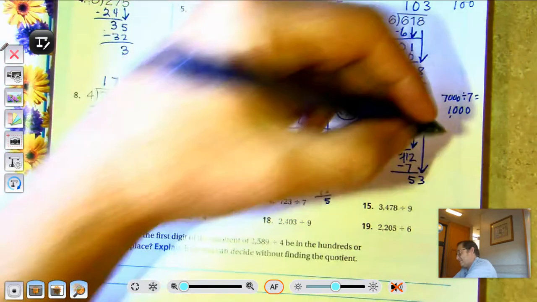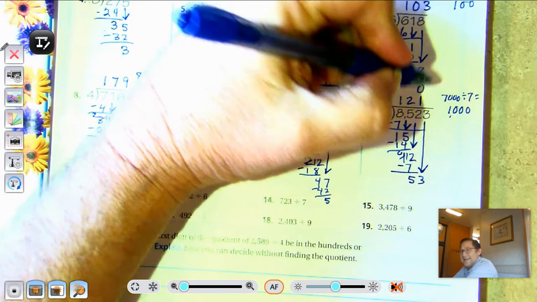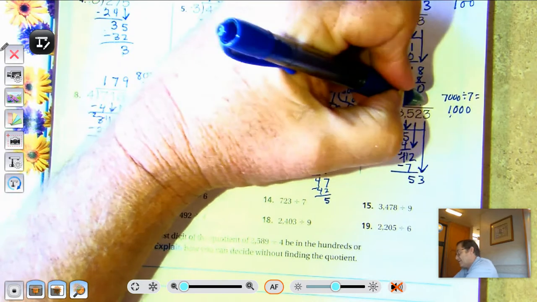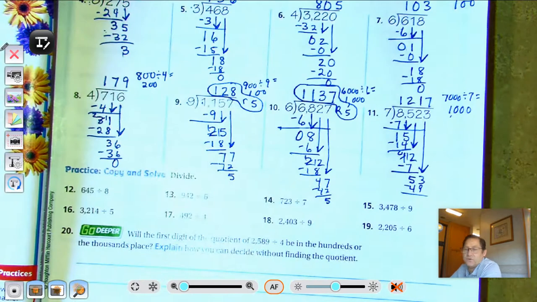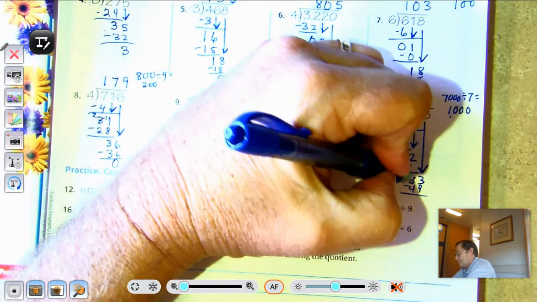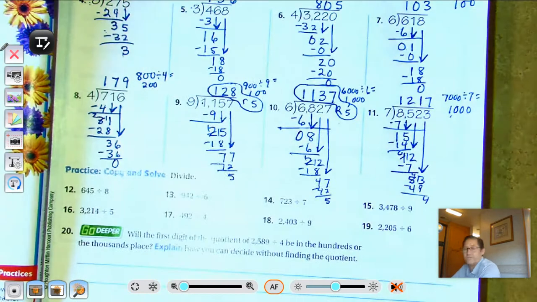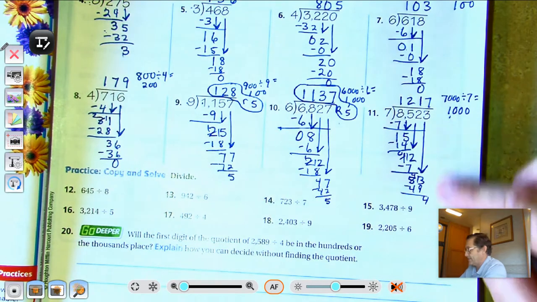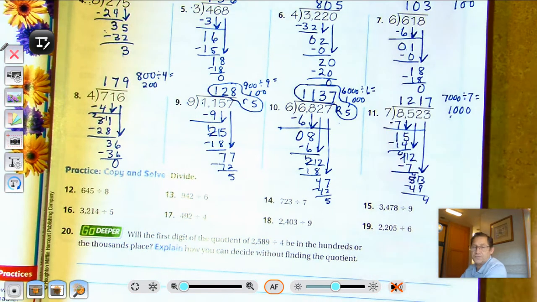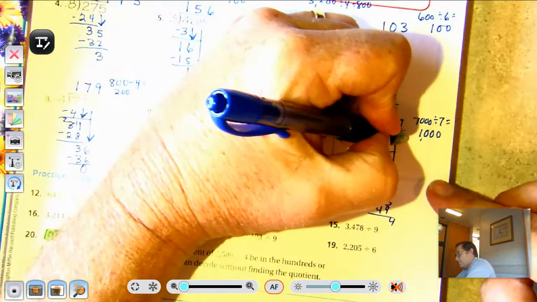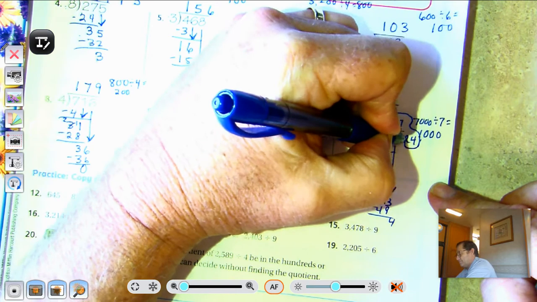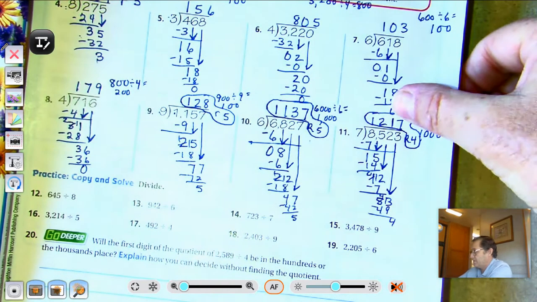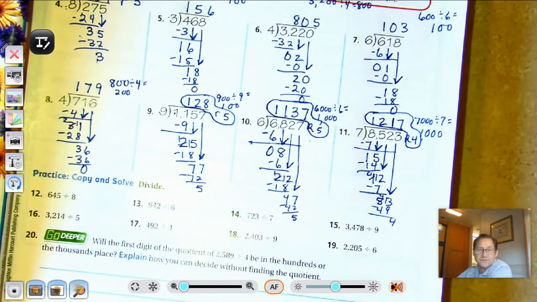53 divided by 7. Well, 7 times 8 is 56, so 7 times 7 is the closest. 7 times 7 ones is 49 ones. Subtract, we're left with 4. Again, there's no numbers to bring down, and 4 can't be shared with 7. So 1,217, remainder 4. That's reasonable because 1,217 is close to 1,000.